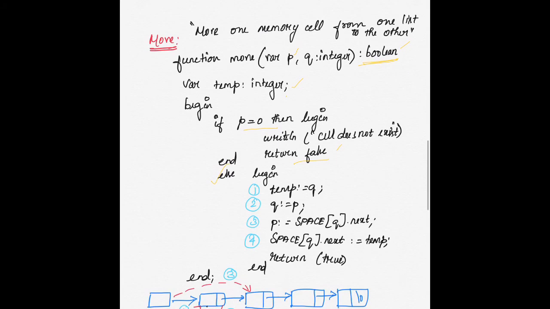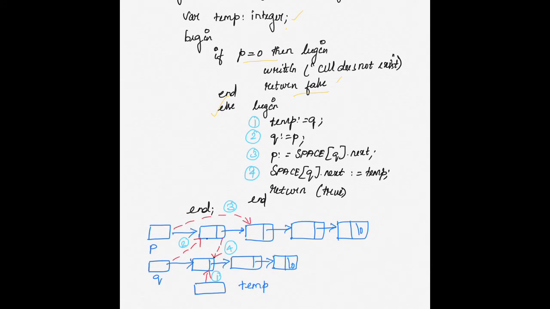In the else part we have four different statements, which maintain the list completely and move one particular memory cell from P to Q. Since we already know the linked list, I am illustrating the four lines with an example of two linked lists, showing how a particular memory cell is moved from P to Q. You have a P, which is the head, storing the address of the starting node, and Q stores the address of the next list.